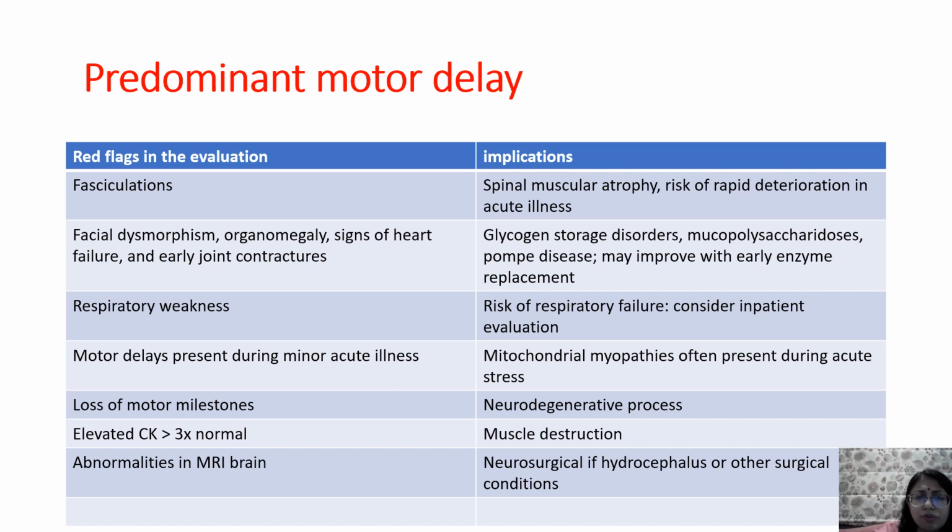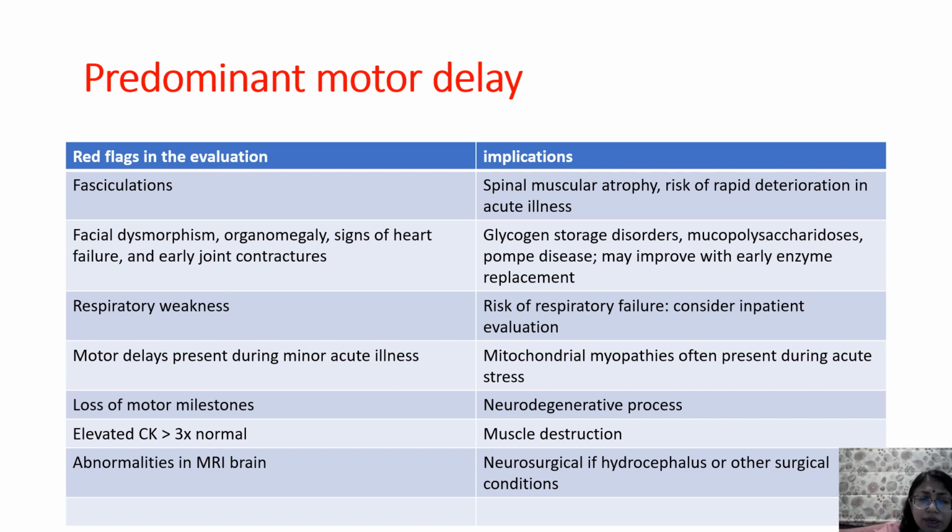Facial dysmorphism, organomegaly, signs of heart failure and early joint contractures: think glycogen storage, MPS, Pompe's, and in these, early enzyme therapy may be helpful. Respiratory weakness: think of the risk of respiratory failure, and in these cases you consider that the child may need admission. Motor delays which present during minor acute illnesses could be an undiagnosed mitochondrial myopathy. If there is loss of motor milestones, think neurodegenerative.